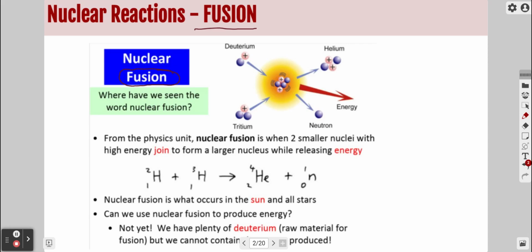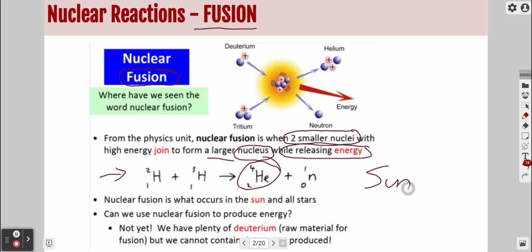Nuclear fusion is when 2 smaller nuclei join together to form a larger nucleus, a larger element. And when they do that, they release a lot of energy. Do you remember where this happens? This might look very familiar to you. You have hydrogen coming together to form helium. This is happening in our sun. So fusion is the type of nuclear reaction happening in the sun.